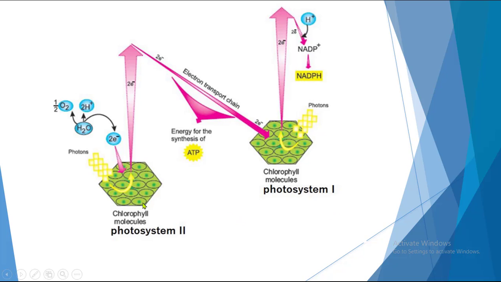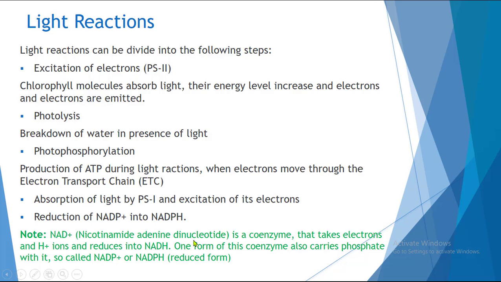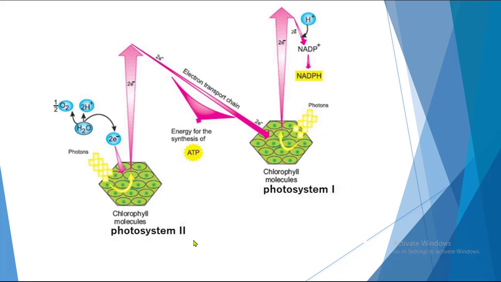Here you can see this is a summary of light reactions. In this diagram, the mechanism has been explained in the form of a flow chart, and this gives a Z shape. That's why it is also known as the Z scheme. So we will discuss these steps with the help of this diagram. In this diagram you can see the chlorophyll molecules are present in the form of photosystems.